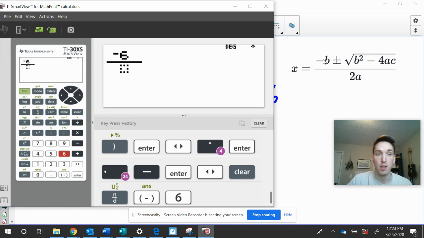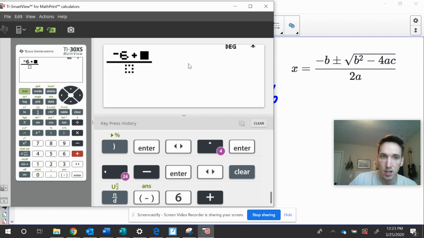Negative b. Now this is the part where we got to talk about plus or minus. That's two different operations, right? Which means we're going to have to do this twice. Once with plus, once with minus. All right. So starting out, I'm just going to do the plus first, and then I'll go back and do the minus the next time because I'm going to have two answers, right?